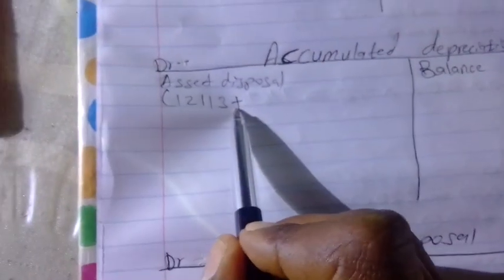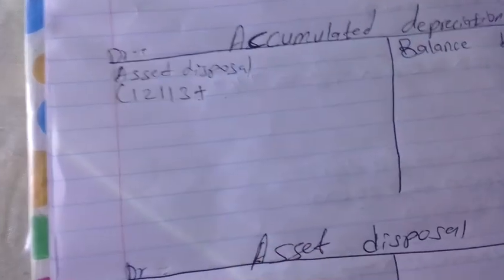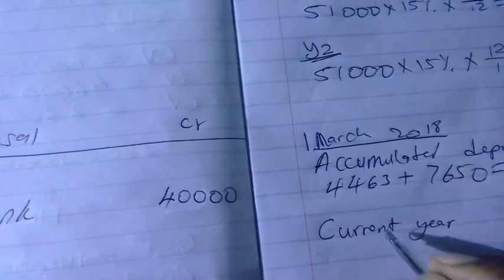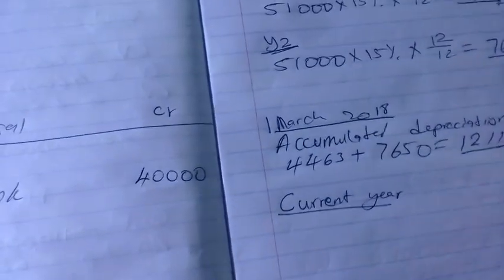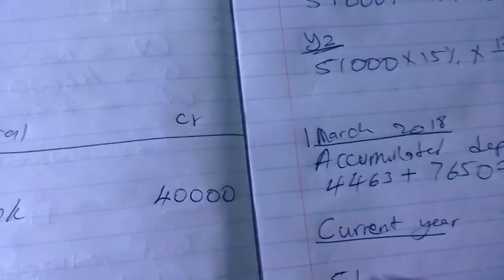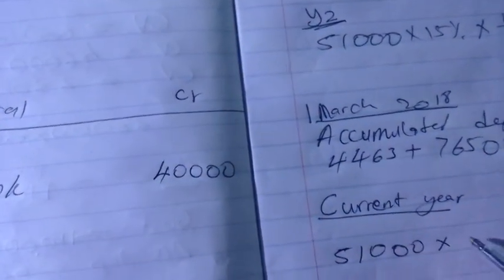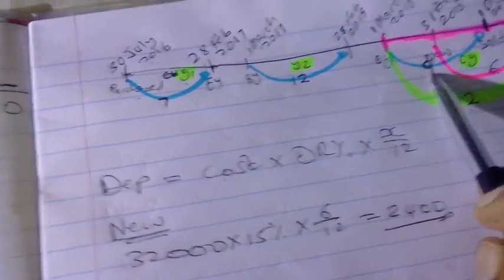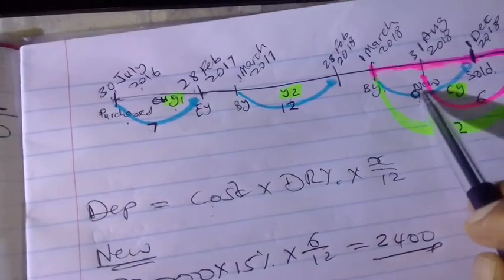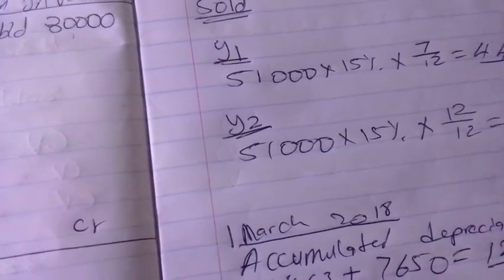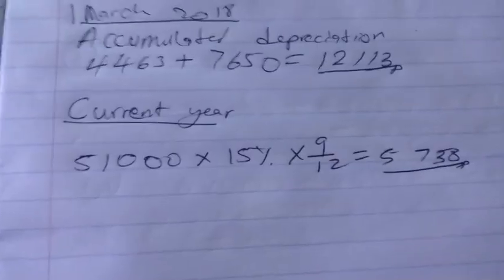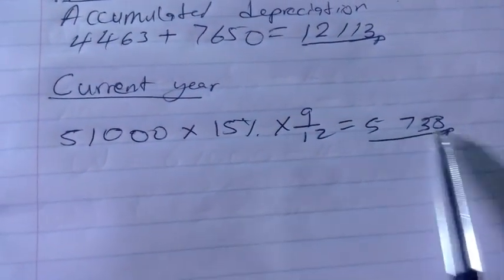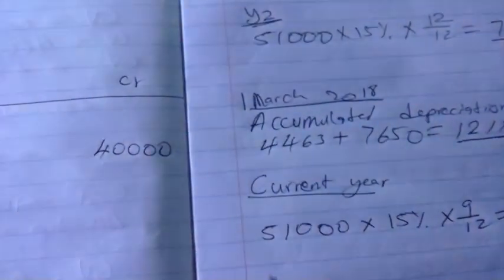We already have 12,113 as depreciation of the sold asset at the beginning of the year. So I said plus, we're going to add depreciation for the current year of the sold asset. During the current year, we are still having the cost of 51,000. The depreciation rate is 15%. This asset was inside the business from 1 March until 1 December when they sold it, so it was inside the business for 9 months. You multiply by 9 divided by 12. So our depreciation for the current year of the sold asset is 5,738.